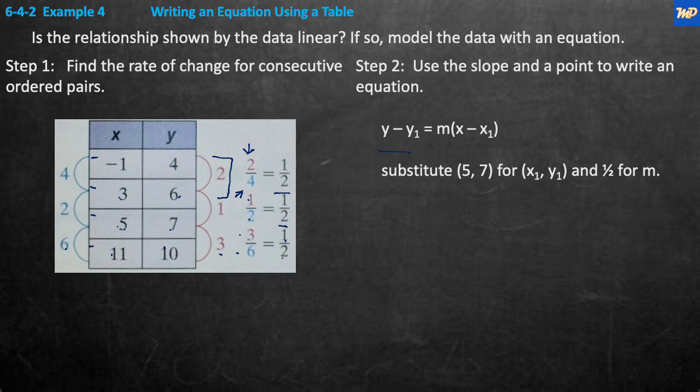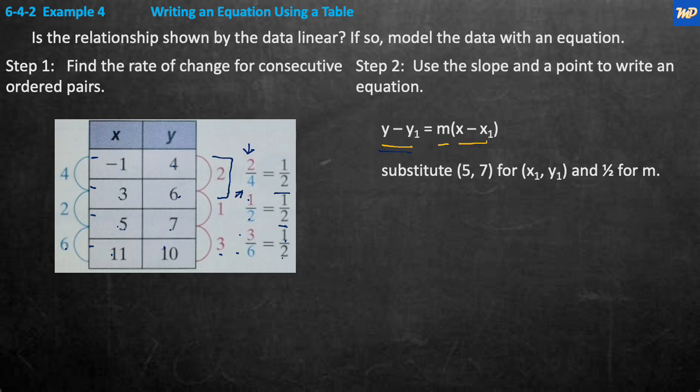We're going to say y minus y1. I'm going to change colors. y minus y1 is equal to m times x minus x1. You know that equation. So substitute, pick whichever one you want. The easiest one is probably the 5 and 7. Maybe not. Maybe the 3 and 6. It really doesn't matter which one you pick.